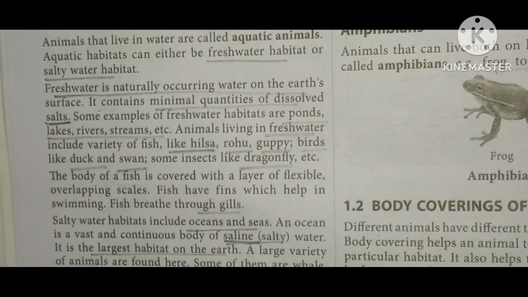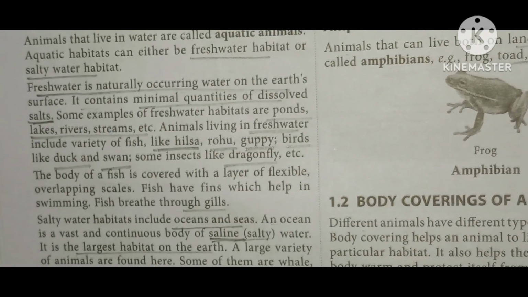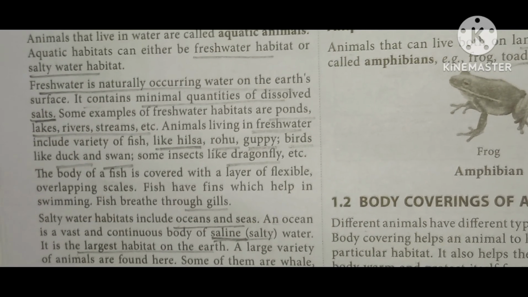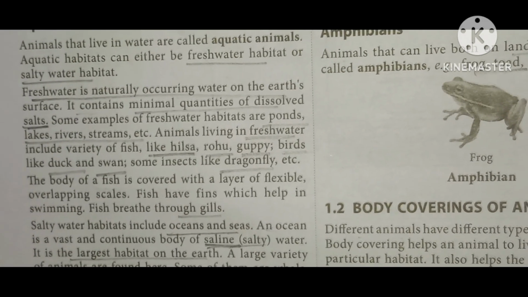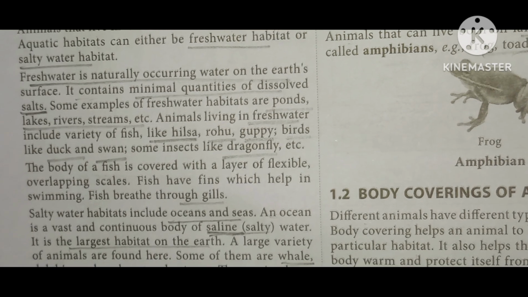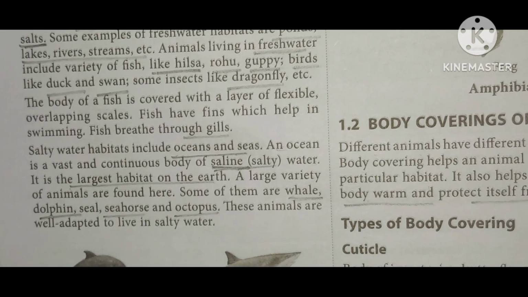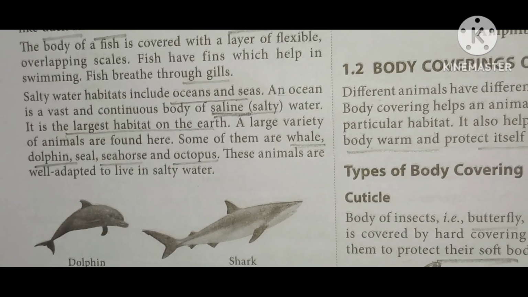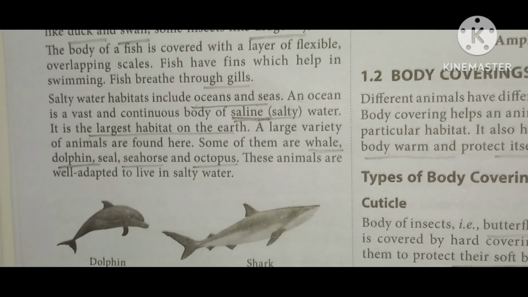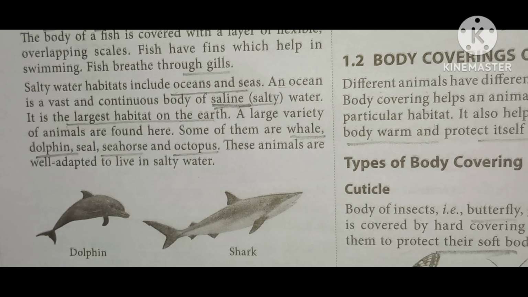So a large variety of animals we can find here, such as whales, dolphins, seals, seahorses, octopus. These come under saltwater habitats. The water is very salty, and we can find a large variety of animals, such as fishes, dolphins, sharks. These are examples for the salty water habitats. So two terms we learned so far, that is arboreal animals and aquatic animals. In aquatic animals we learned two terms, that is freshwater habitat and salty water habitat.